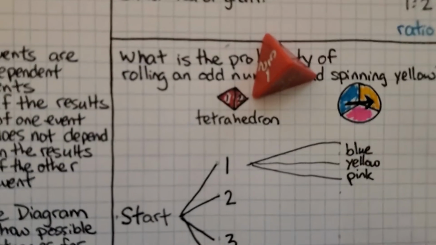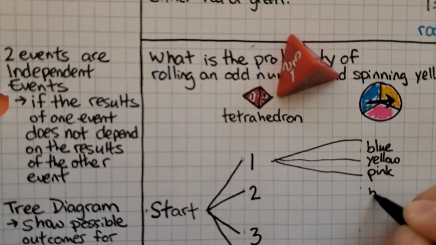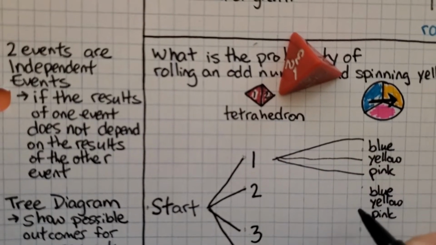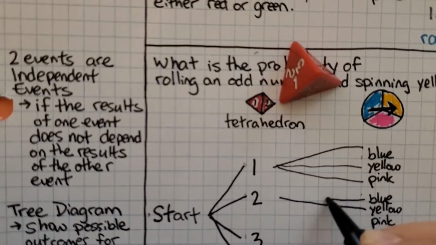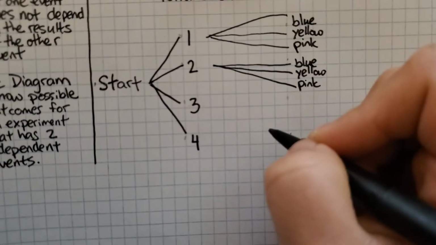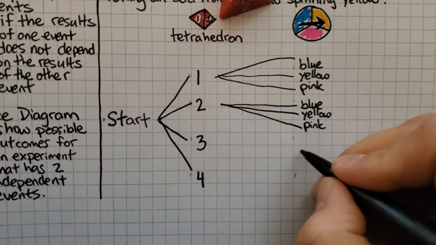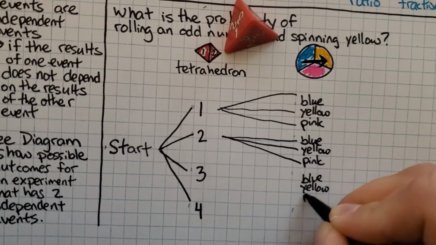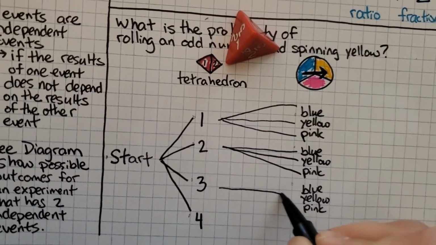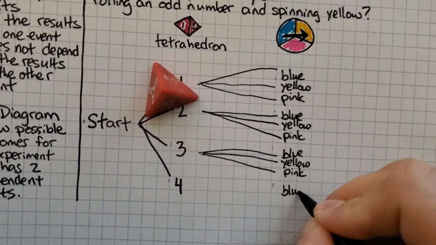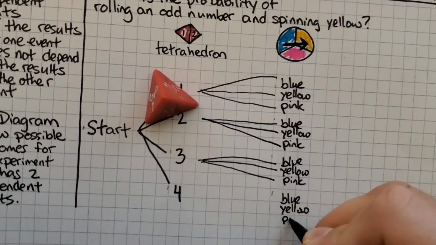From that one. And then the 2. So let's say you roll a 2. And then you spin. You can get blue, yellow, or pink. So there's 3 outcomes stemming from that one. And then you roll a 3. Same thing. You roll that 3, and then you can spin either blue, yellow, or pink. And then you roll that 4. Same thing, you spin it, and you can get blue, yellow, or pink.